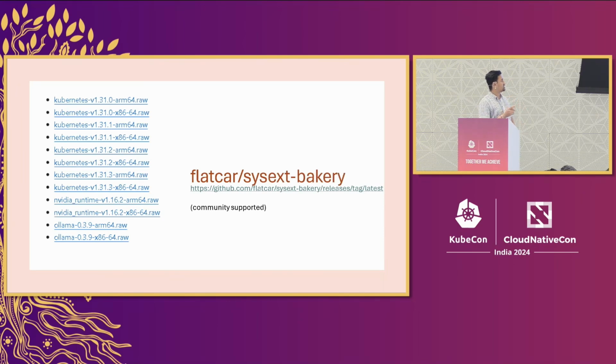As I talked about, we cut a new release, so you can go to the releases page. As you can see here, we release the conf files, the raw files, and everything. You see the Kubernetes Sysext for different versions and different architectures. We also recently introduced the NVIDIA one. We got a community PR for the Ollama one. And this is just a small snippet of it. There are a bunch of others out there on the Sysext Bakery releases page.